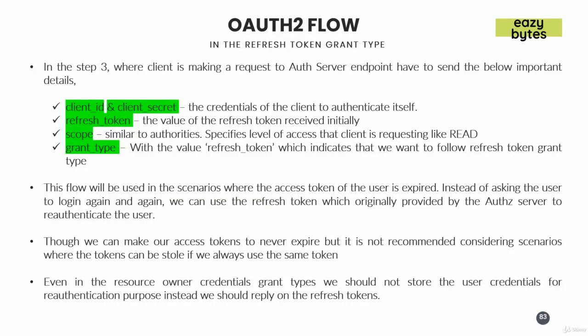As we discussed in step 3, when the client is making a request to the auth server endpoint in order to get a new access token, it has to send the client ID and client secret. Next is the refresh token, which it originally received from the initial authentication and authorization. The third one is the scope. And the fourth, important one is the grant type with the value refresh token. This indicates to the auth server that the client is sending a refresh token and wants a new access token for the user. As we discussed, this flow will be used only in scenarios where the access token is expired. Instead of asking the user again and again to log in, we can leverage the refresh token to get the new access token.